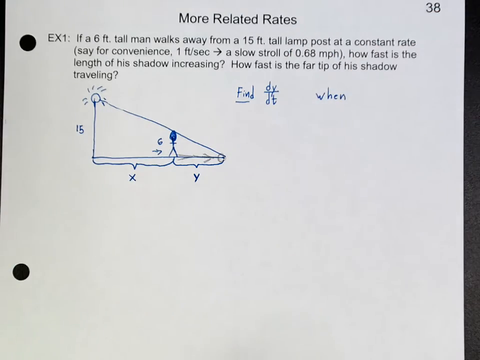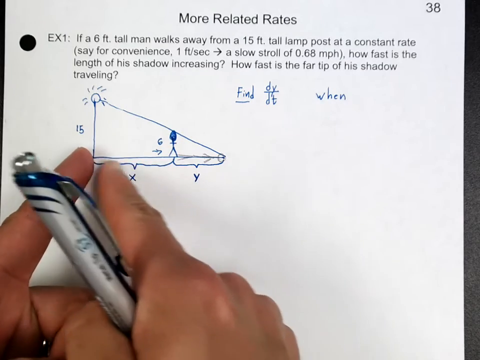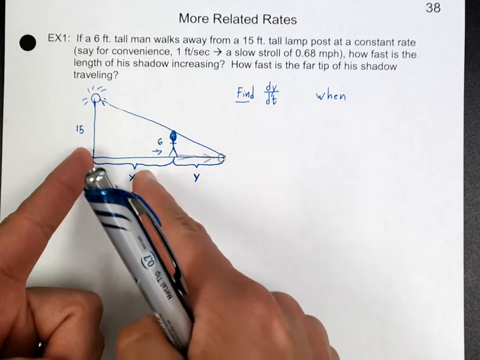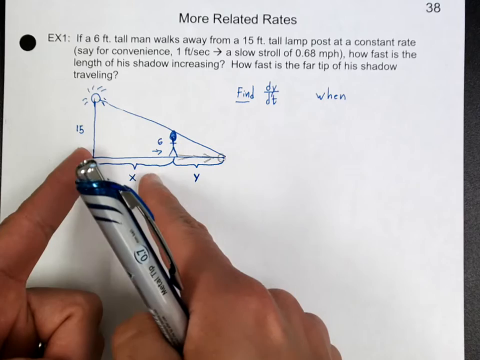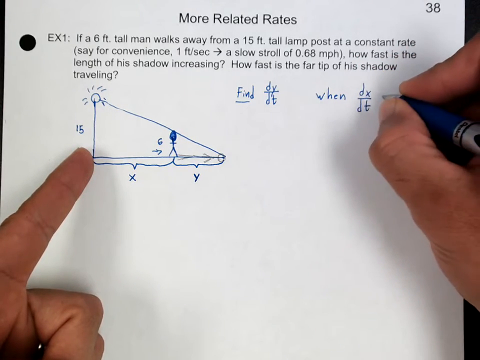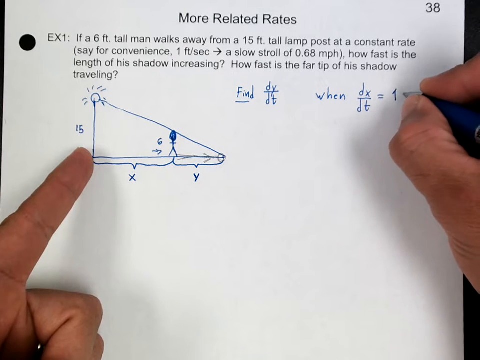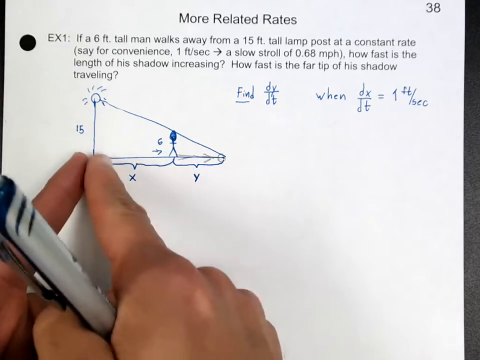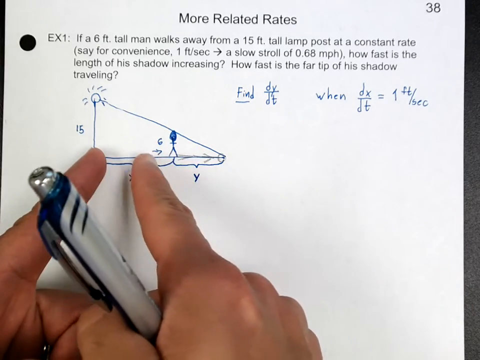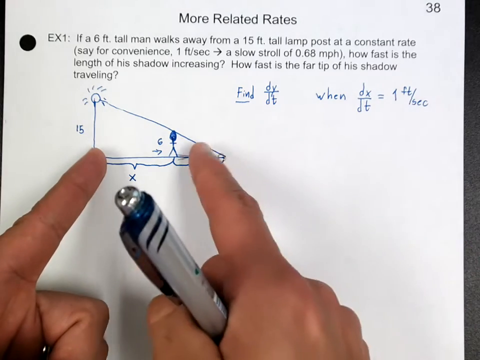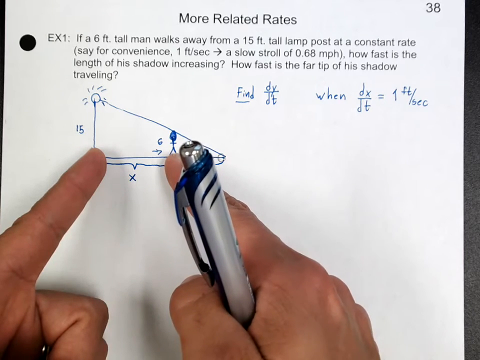What I'm given in this problem is the speed at which this x is changing. As this guy walks away, going to the right, this x is going to be changing. So this is going to be dx dt. That's what I'm going to have in this problem. This is how fast this guy is walking away from this pole.